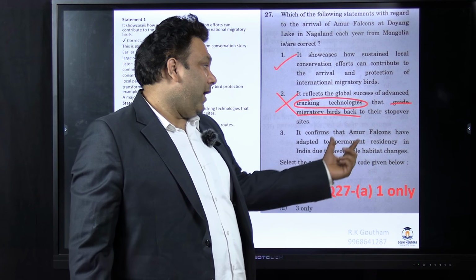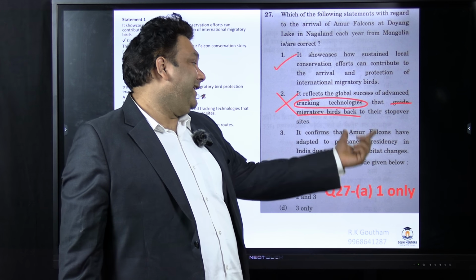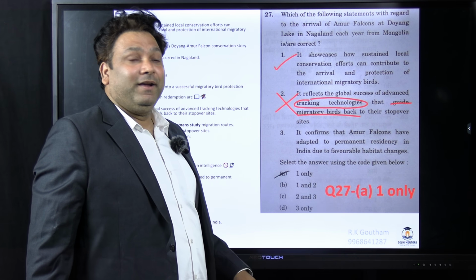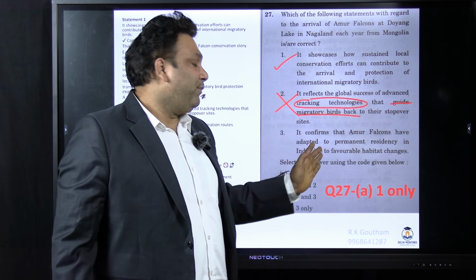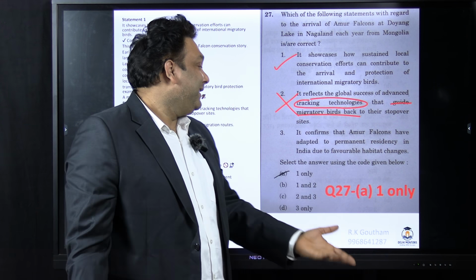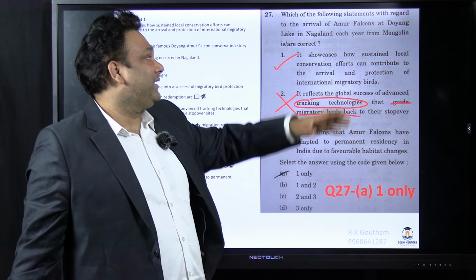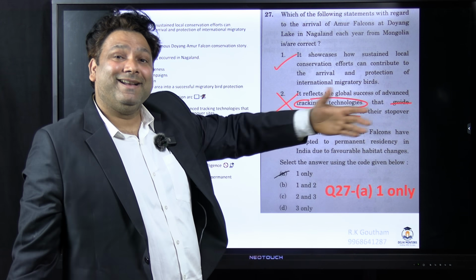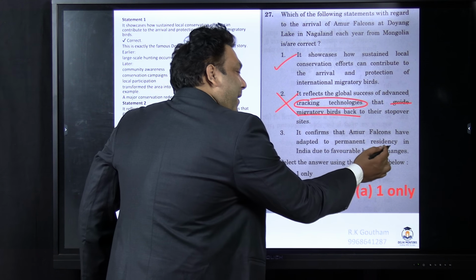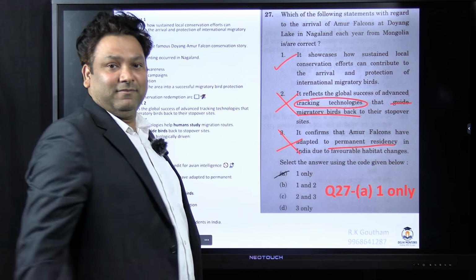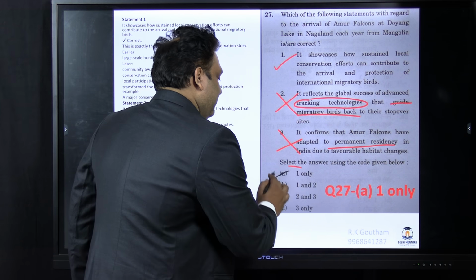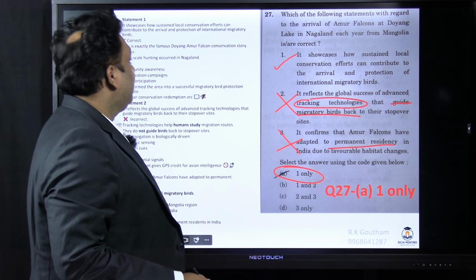Now it confirms that Amur falcons have adopted permanent residency in India. Okay, however favorable conditions you create in India, will they permanently settle here? In fact, these are migratory birds. It is mentioned here, they are migratory in nature. So why would a migratory bird become a permanent resident in India? So you have the answer here, only one.